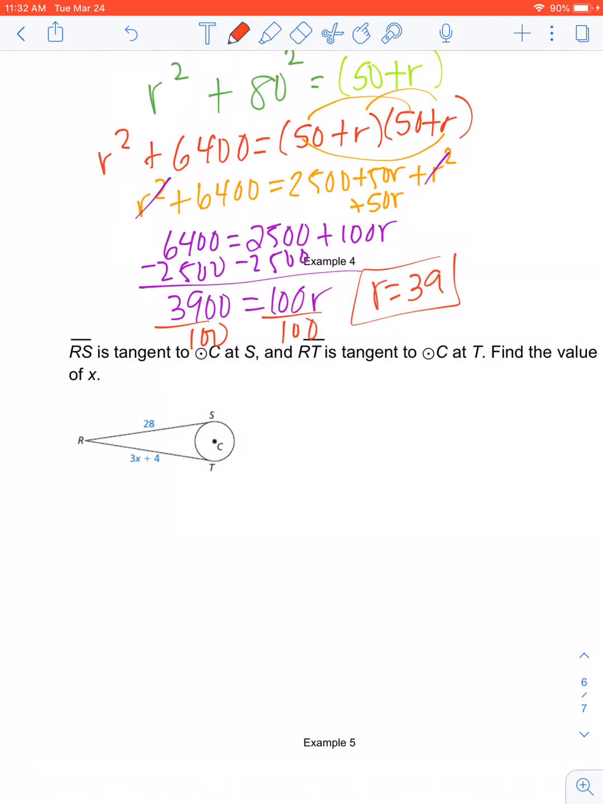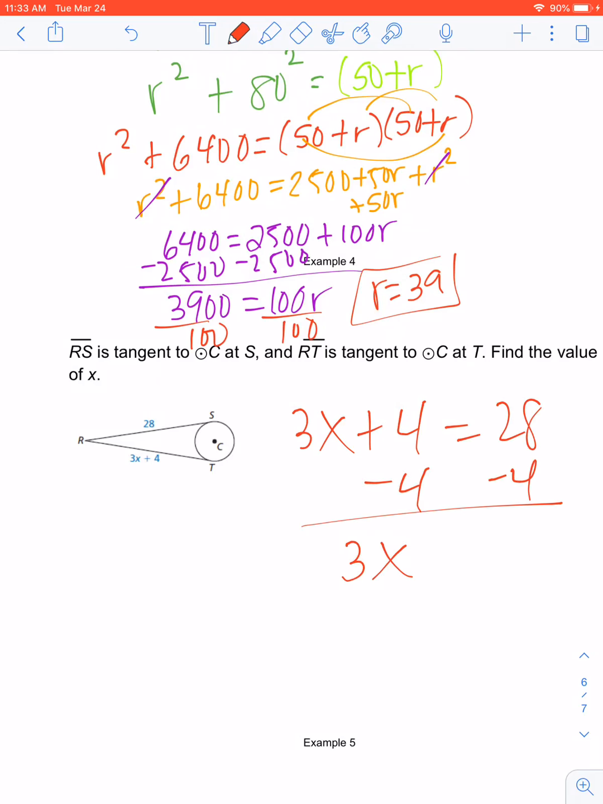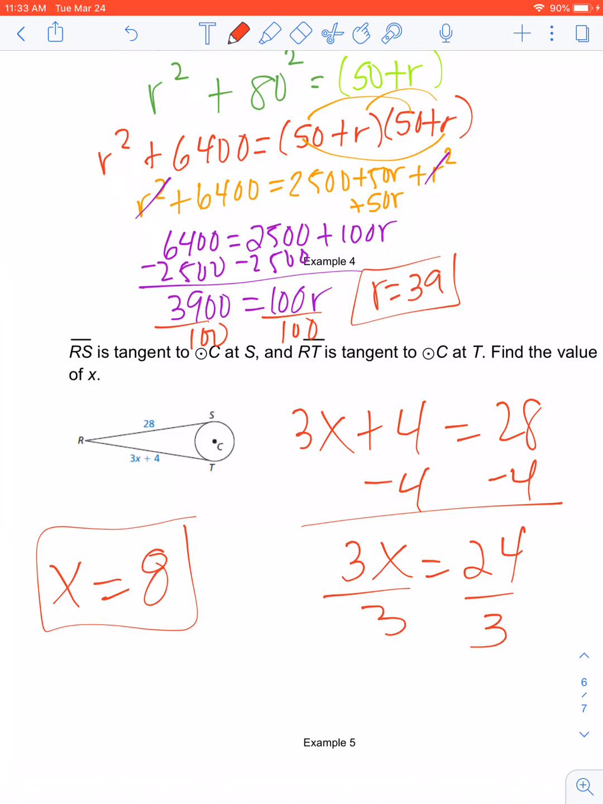Algebraically, all we have to do here, I am on the struggle bus today, guys, is to take 3x plus 4 equal to 28 and solve. So when I divide both sides by 3, we get that x is equal to 8.